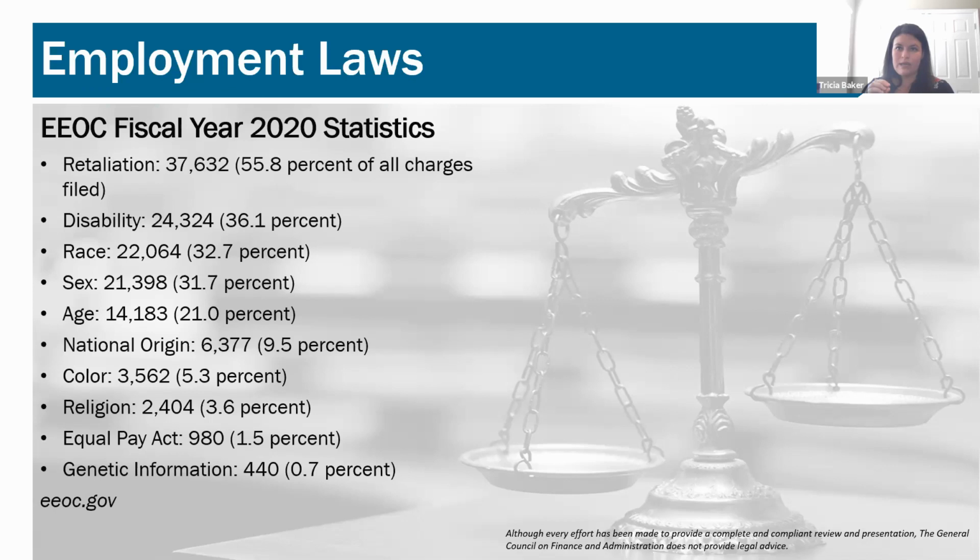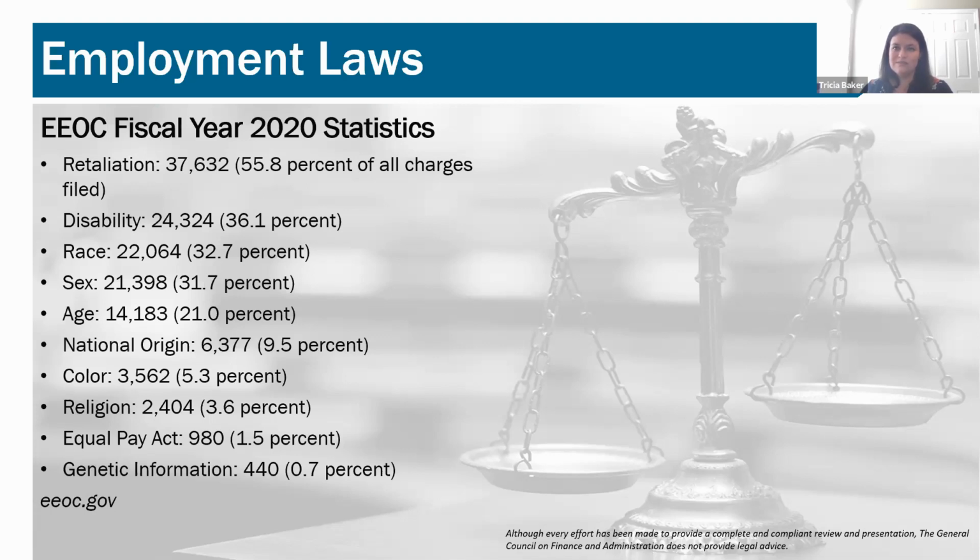But one thing I do want to point out is that retaliation claims, and I've pulled up here the EEOC fiscal year 2020 statistics. These are all of the charges that were filed through the EEOC for these federal laws. 55% of them were retaliation claims. So retaliation is preventable, but it is the most common claim that individuals go to the EEOC with. If they've made a complaint and they're treated differently, or if something happens after they've made a complaint, then they can file a retaliation claim with the EEOC.